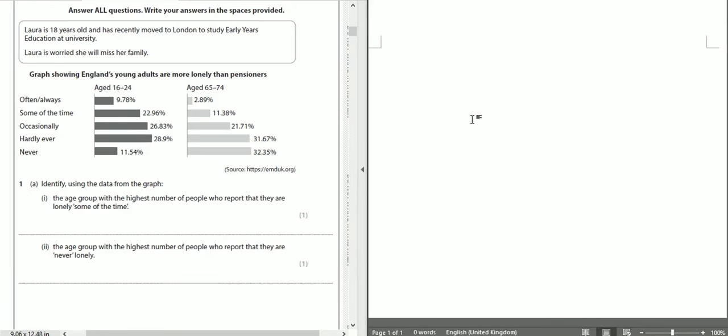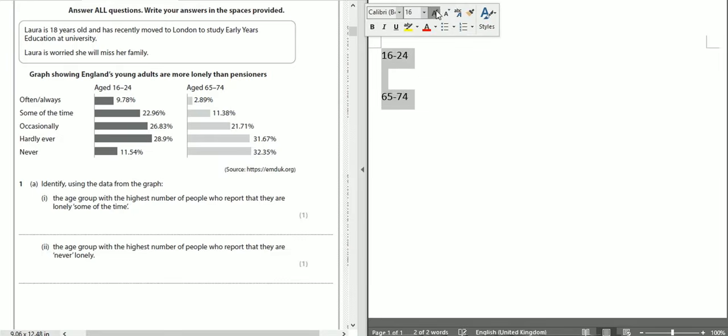The first question says, using the data from the graphs, identify the age group with the highest number of people who report that they are lonely some of the time. If we look at the graph, we're looking for some of the time, which is the top or second band, and we can see that people aged 16 to 24 report that. So the first answer would be 16 to 24 is the group who have the highest proportion who report they're lonely some of the time.